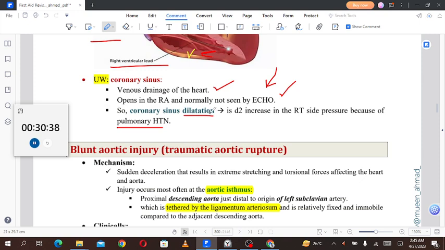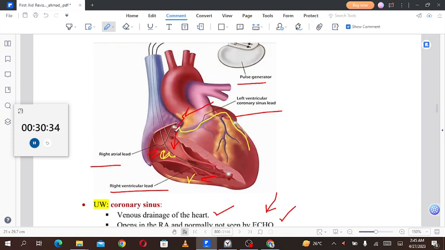Coronary sinus dilation is due to the increase in the right-sided pressure because of pulmonary hypertension. So if there is pulmonary hypertension and an increase in the pressure on the right side, in the right ventricle and then in the right atrium, this vein, the coronary sinus, will be dilated.